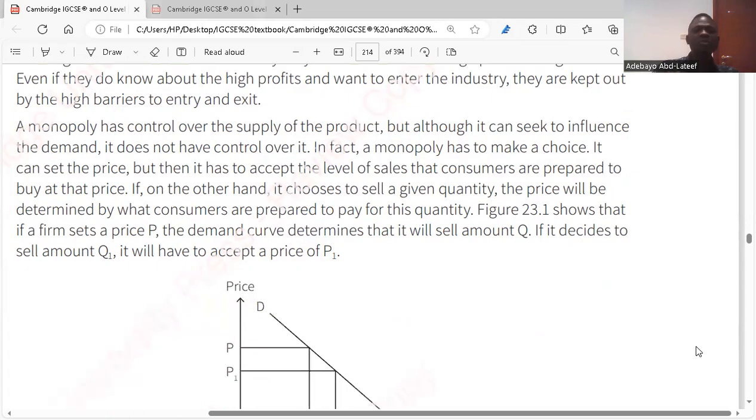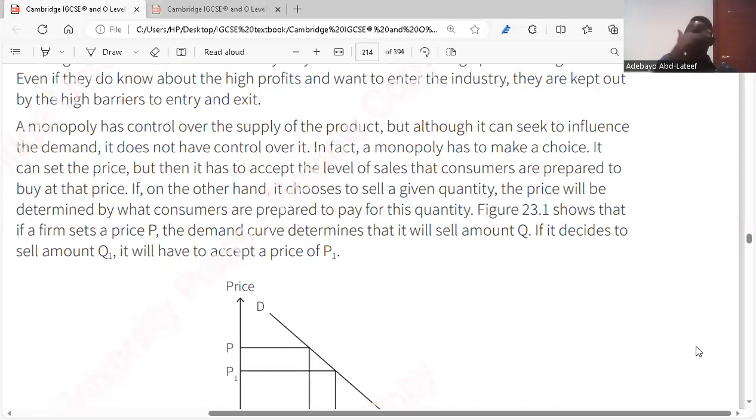A monopoly has control over the supply of the product, but although it can seek to influence the demand, it does not have control over it. In fact, a monopoly has to make a choice. It can set the price, but then it has to accept the level of sales that consumers are prepared to buy at that price. If on the other hand, it chooses to sell at a given quantity, the price will be determined by consumers. The price will be determined by what consumers are prepared to pay for this quantity.